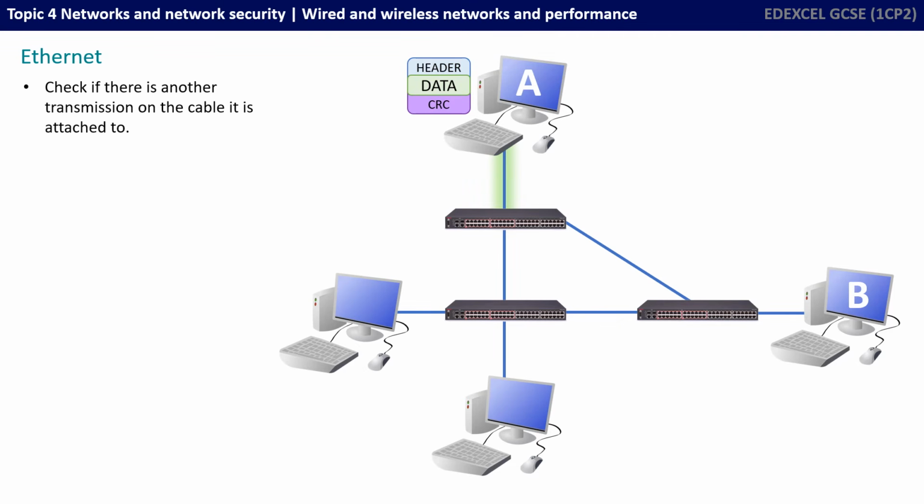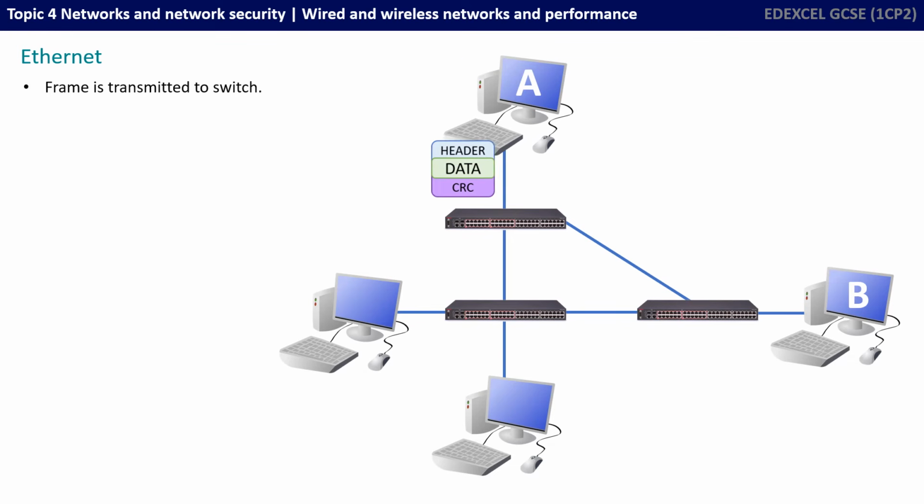Before the computer goes ahead and transmits this frame, it's going to check whether there's another communication on the cable that it's attached to. Now, if we're using twisted pair, this isn't strictly necessary, but we're going to go ahead and do this anyway. So seeing that there's no communication on the line, the frame is then transmitted to the switch.